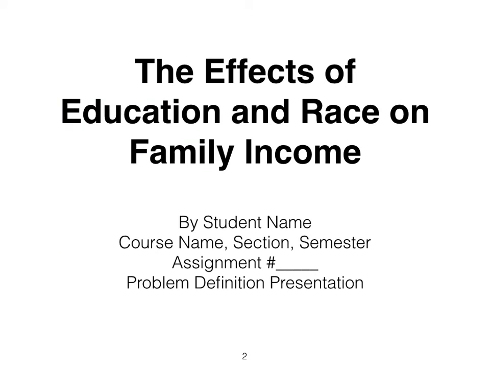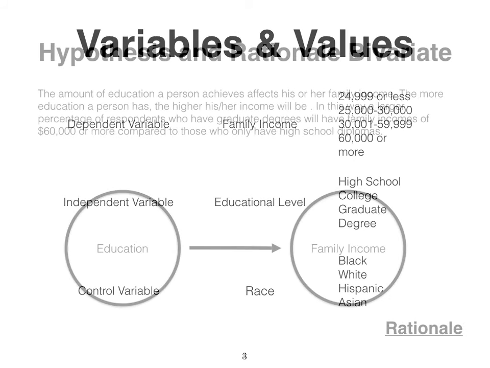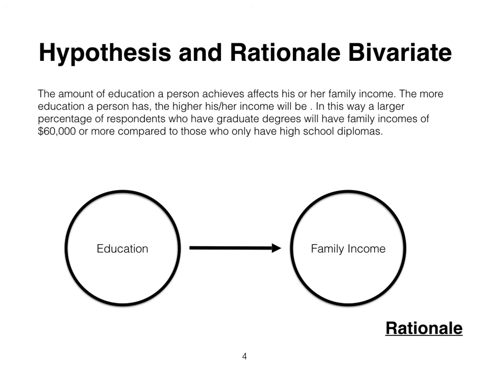Now, this is just taking a look at an example of what your final PowerPoint presentation should look like. And these are the values and variables and their values. This would be your hypothesis and your bivariate rationale. And remember, this information is based off of your SPS handout crosstabs that you were given.